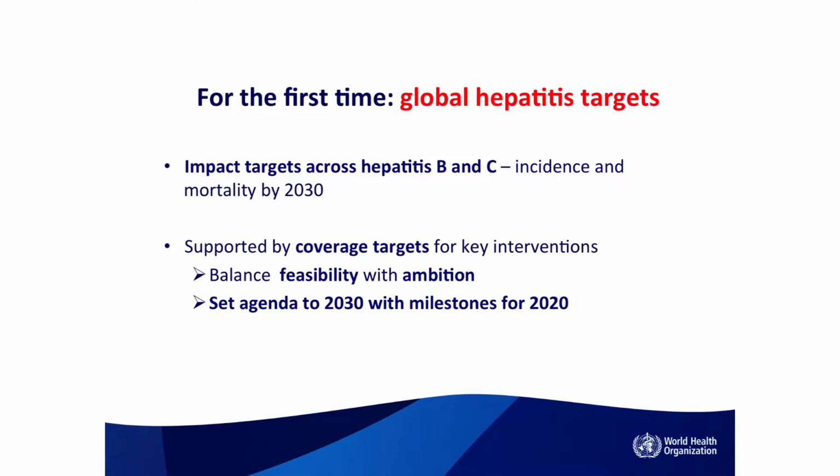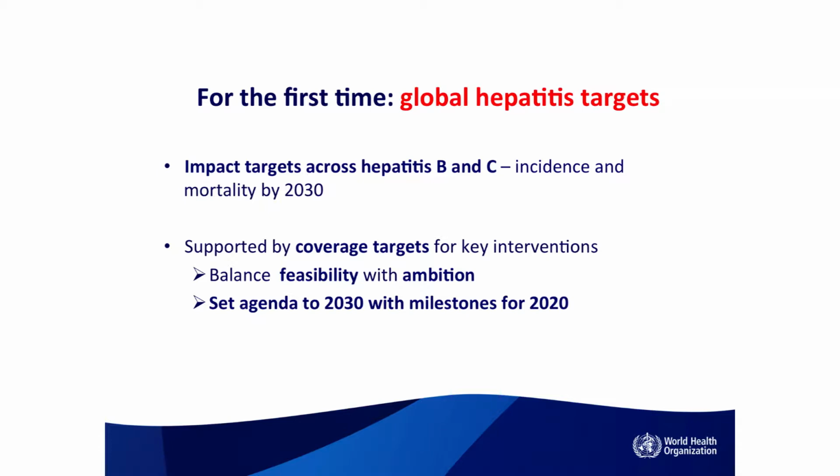So these first global targets, what type of targets are they? First of all, we want to look at impact. What can be achieved in terms of reduction of incidence and mortality? And is this good enough so that we can say with confidence, this is no longer a public health concern? And secondly, coverage targets of these interventions. And there, again, obviously, we have to balance feasibility with ambitions.